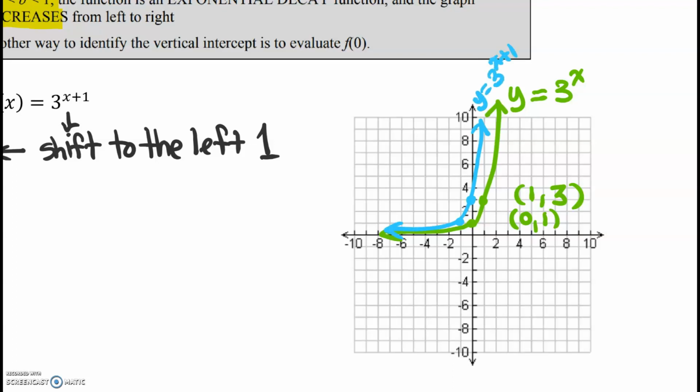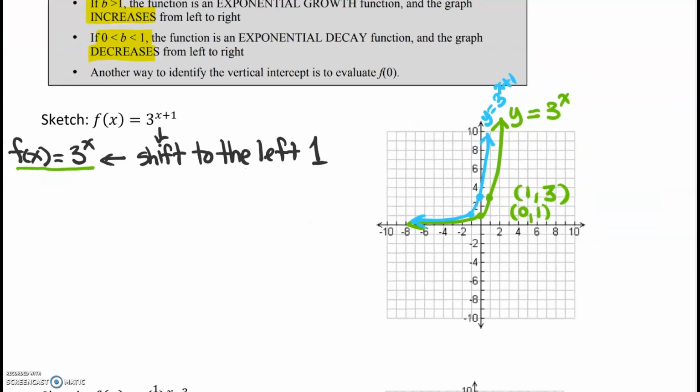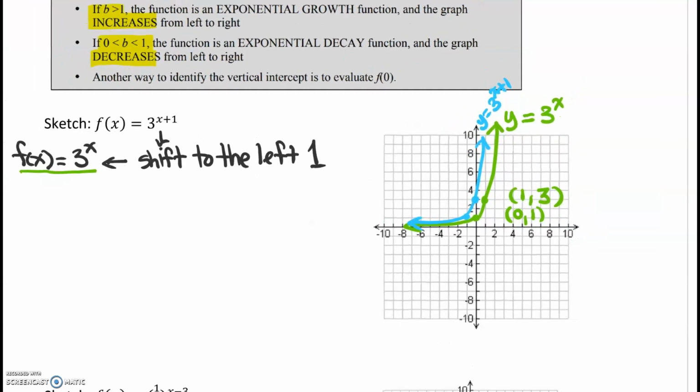Now, of course, you can always plot more ordered pairs if you need to. If you want to get a few ordered pairs and put them into the function, that's easy enough. An easy point to pick would be 0 for x, because 3 to the 0 plus 1 is the same as 3 to the first, which is 3. So 0, 3, and you can see that's a point on our graph.